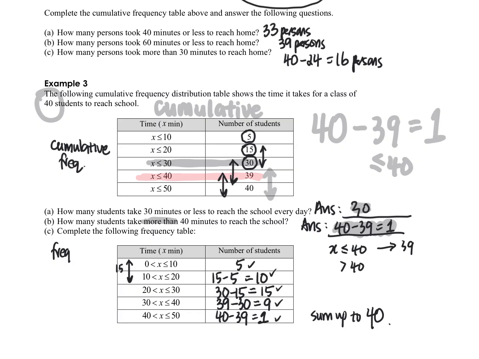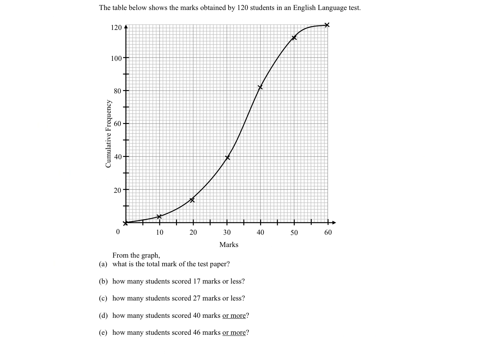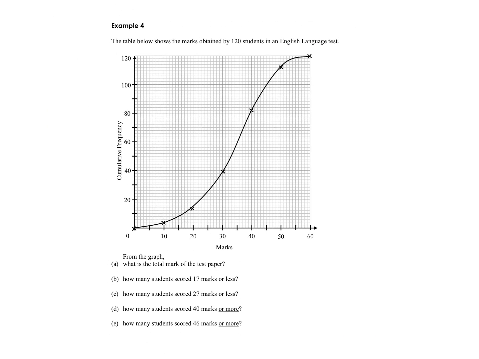Done. Okay, this one, let's only read. What's the total mark of the test paper? I have 120 students, so this one tells me the frequency. 60. So the total mark, you look at the last endpoint, is 60 marks. Which is this.